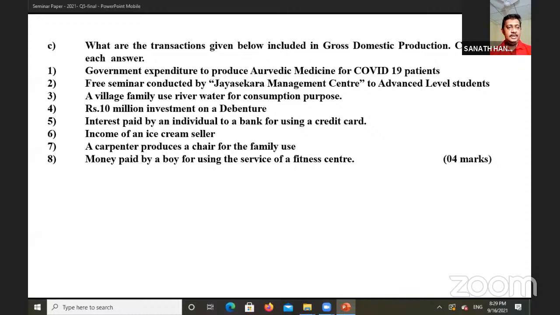Third one, a village family uses river water for consumption purposes. What do you feel? Yes or no? Can you send me the answers?